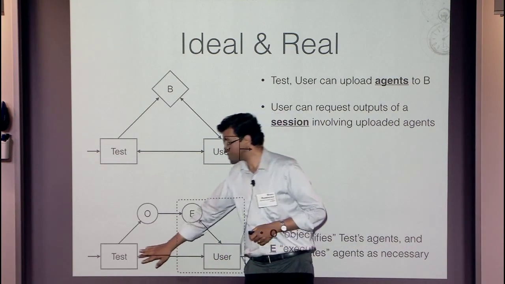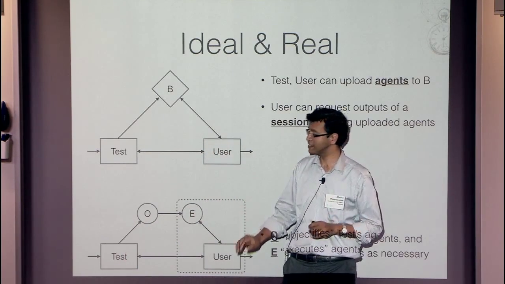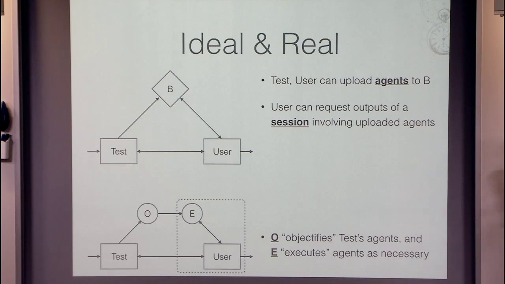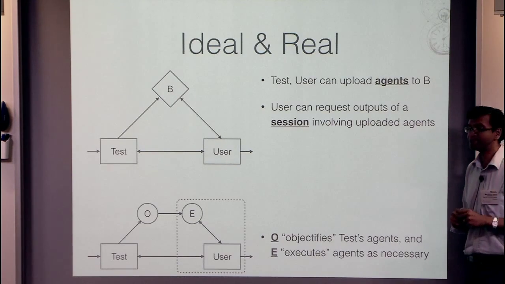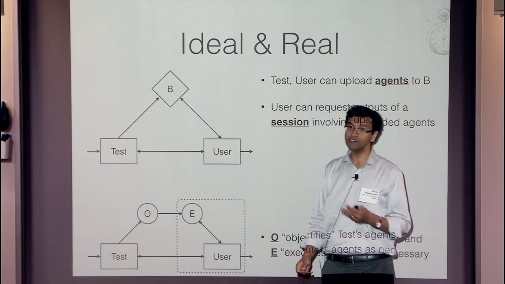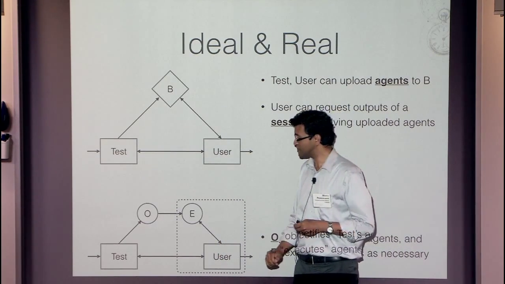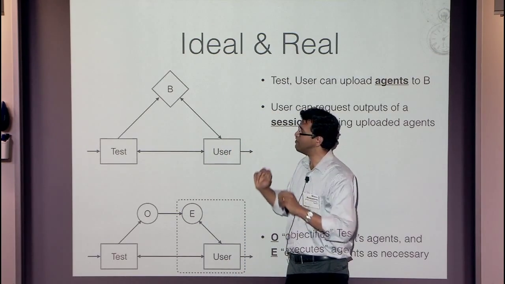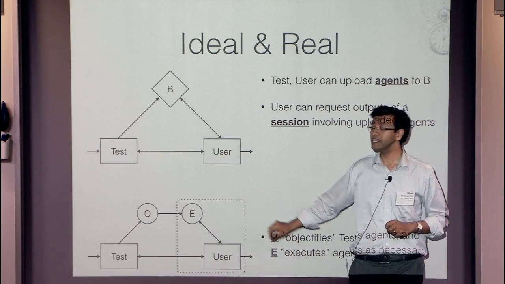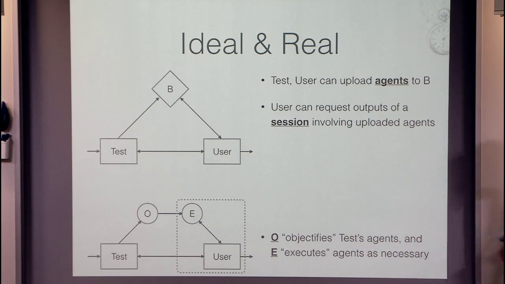So instead, whenever the test wants to upload an agent, it makes an object out of it. I call it O, which objectifies the agent and hands it over to the user. The user needs to use it to evaluate, run sessions on it. There's another algorithm for that, this E, which is to evaluate or execute. So it can execute the agent sessions and get whatever it wants out of it. So that's the real world.